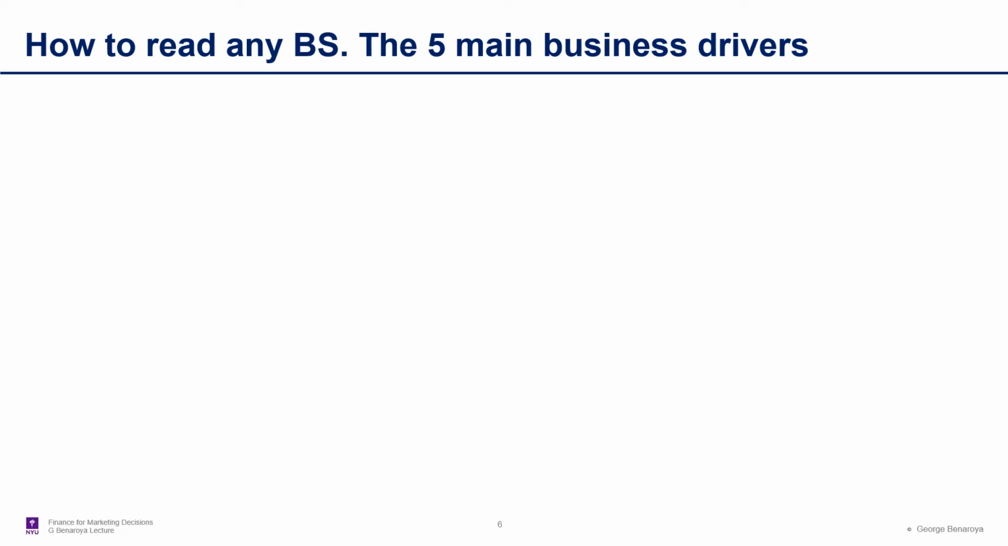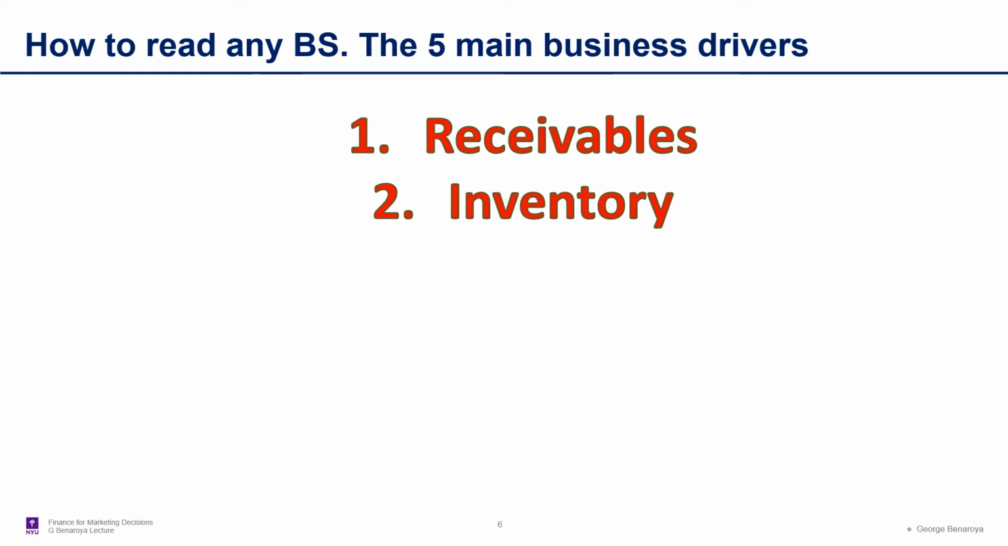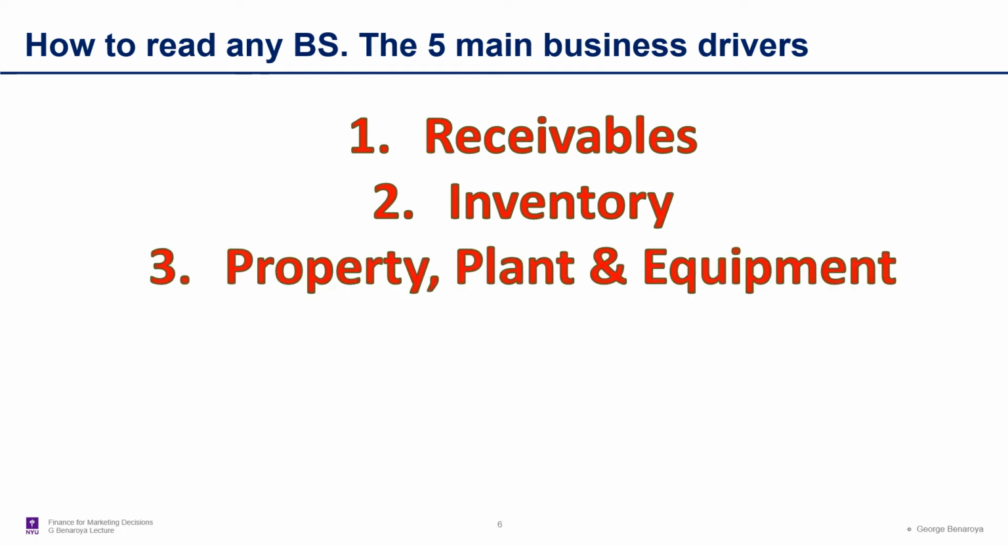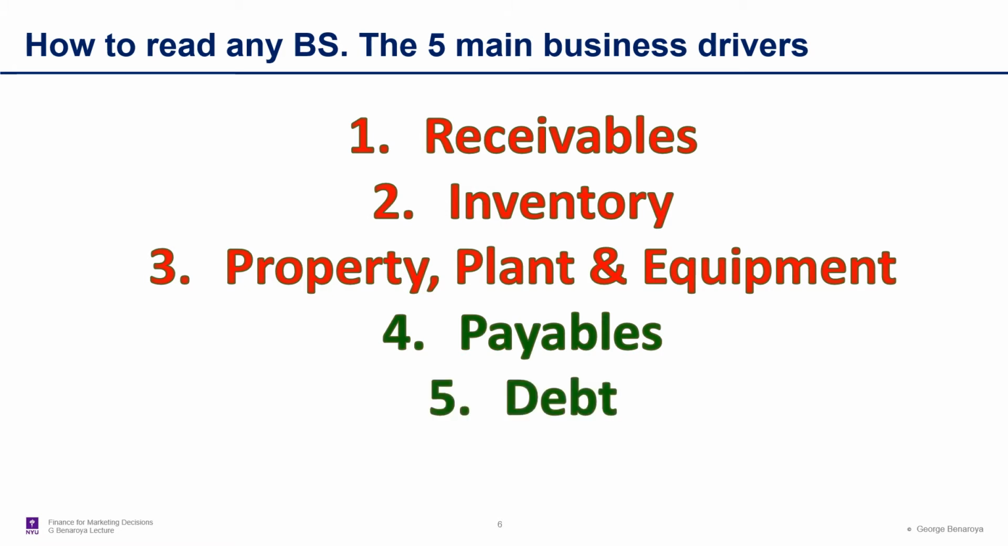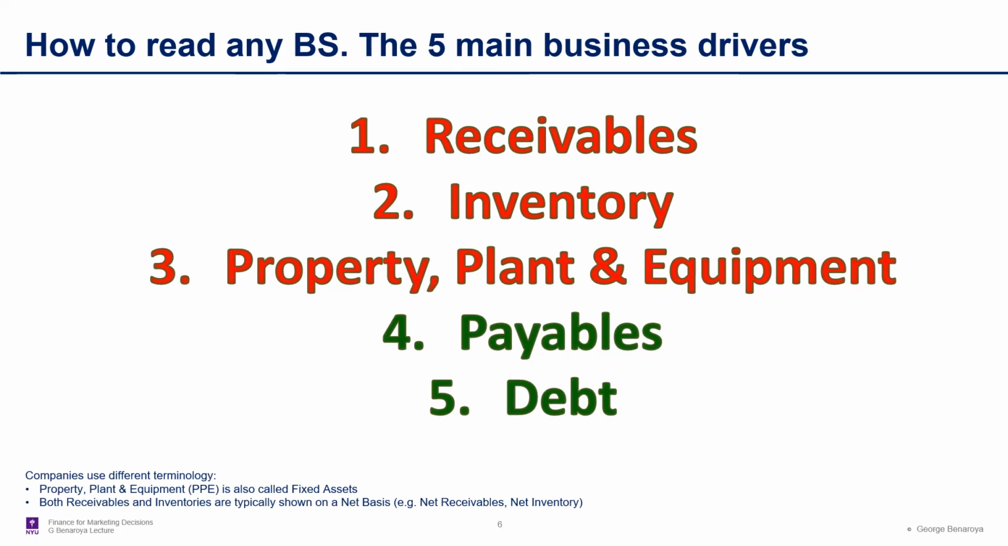How to read any balance sheet. The 5 main business drivers. Most balance sheets will have 30 or more lines. There are only 5 drivers we want to focus on. I'll show in red the ones that use cash and in green the ones that provide cash. First, receivables. Second, inventory. Third, property, plant, and equipment. Fourth, payables. And fifth, debt. Like for the P&L, other companies will use different terms. Property, plant, and equipment, for example, may also be called fixed assets.